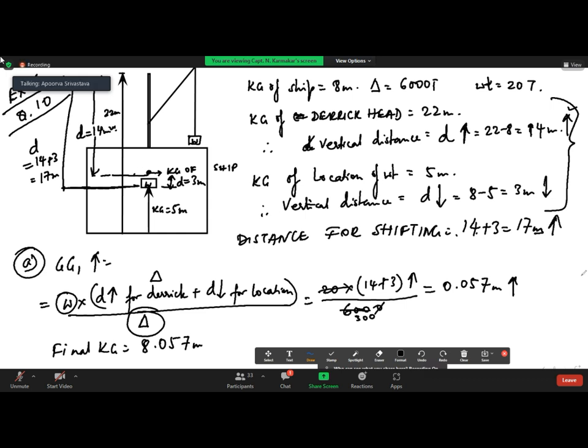Sir, what you did in the earlier step, would we do that when we use the KG of the ship? No, that is not going to apply in any case, because we are neither discharging the cargo. Sir, if the KG of the weight were 8 meters, then? Yeah, that is a special case.